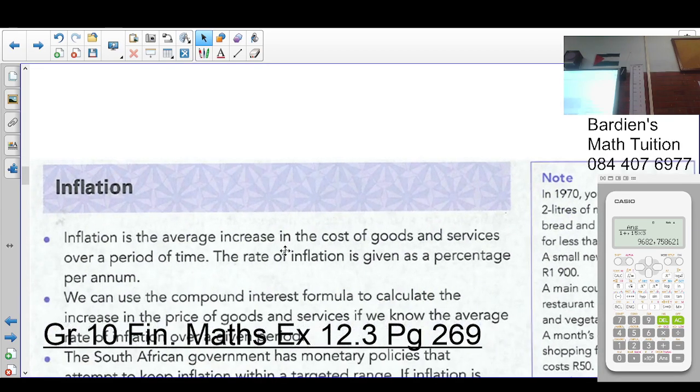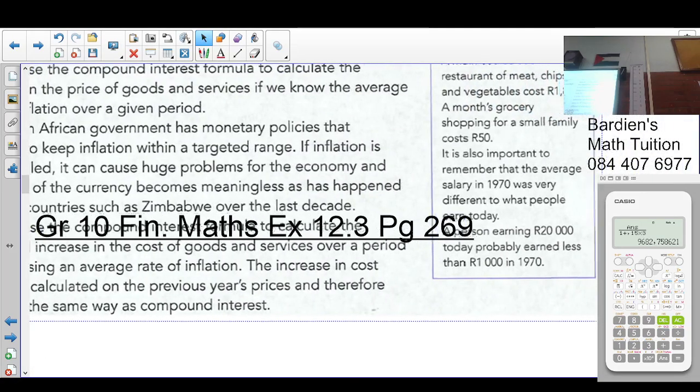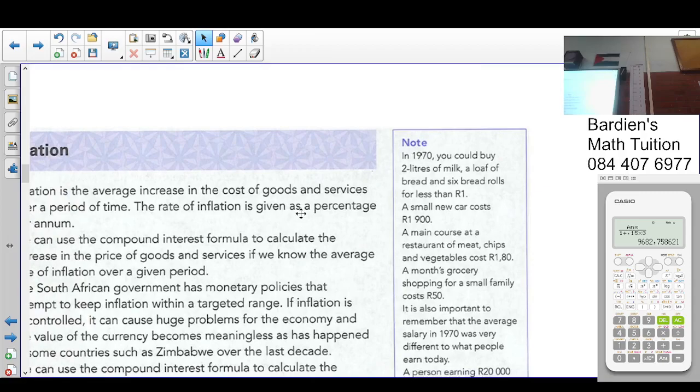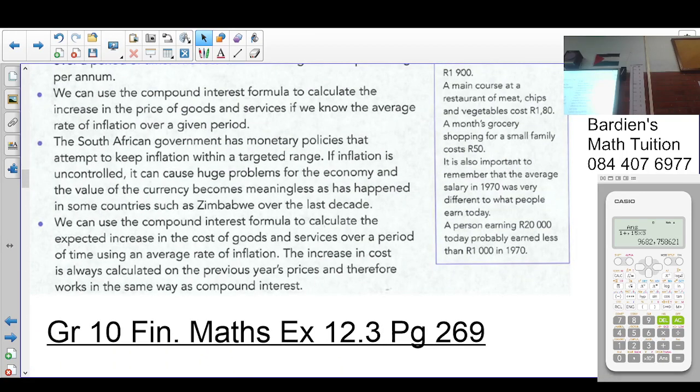And that brings us basically to the end of it. Okay, so inflation is our next topic. Okay. Stop the video at this point.